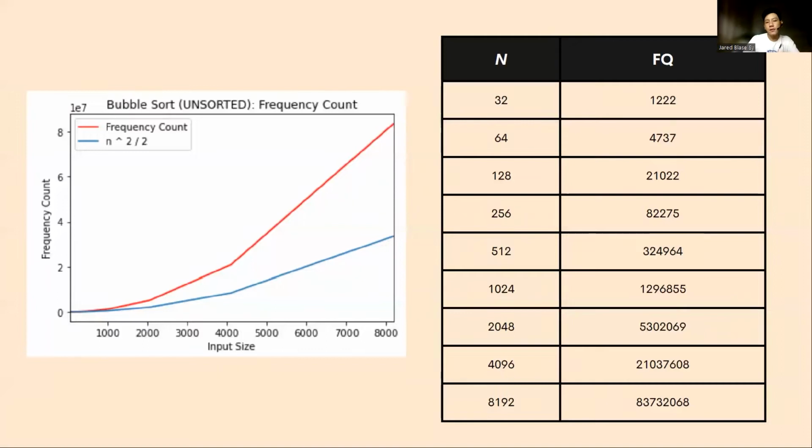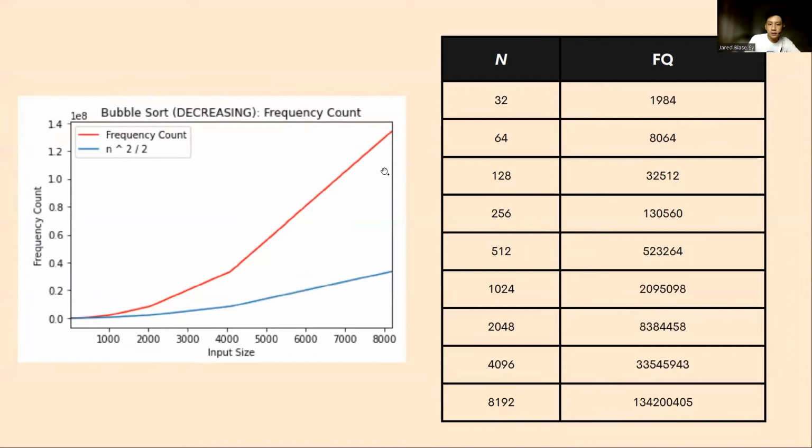In this graph, we have the blue line representing n squared over 2, and this will serve as our basis. For the unsorted case, the graph and the table prove that the algorithm is indeed O of n squared. As the input size doubles, see here, the number of steps it takes to sort the list is more or less quadrupled.